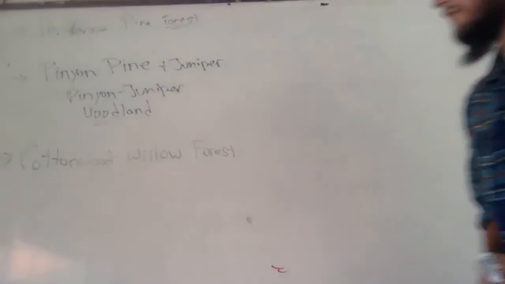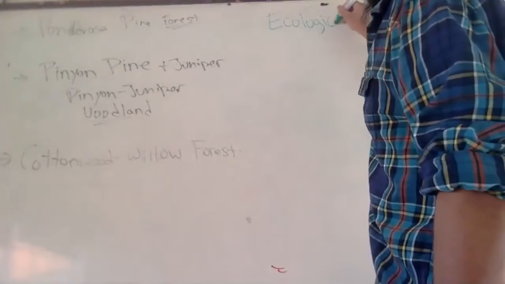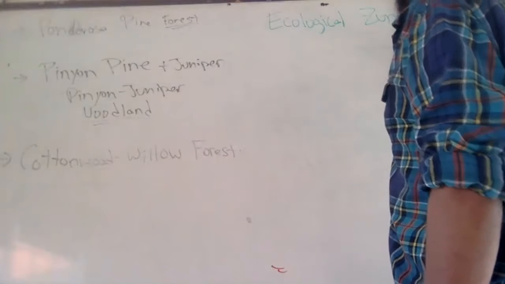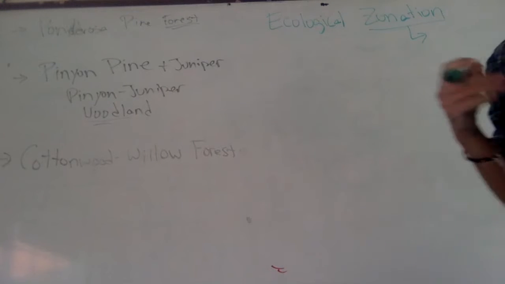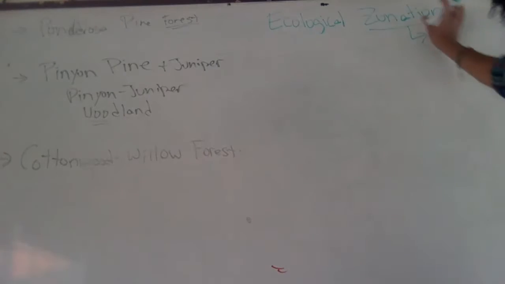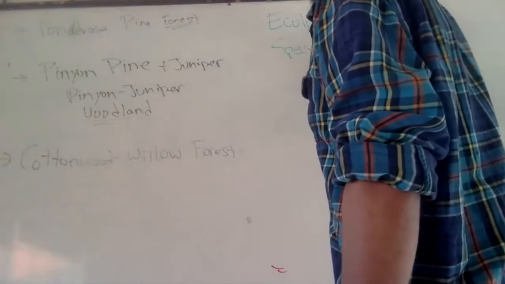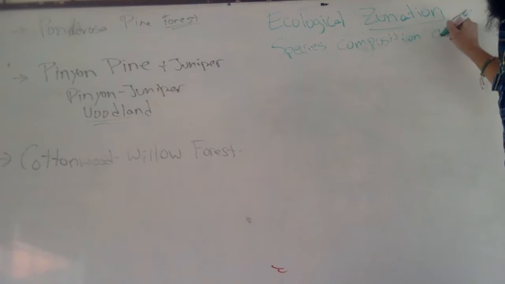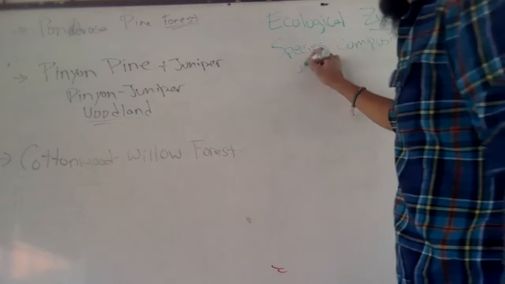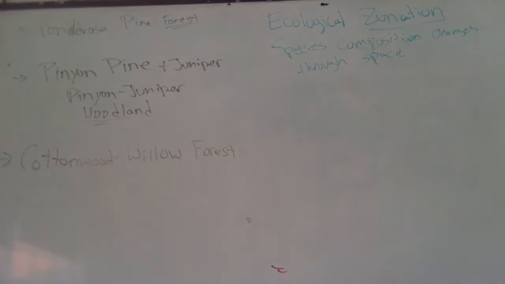Okay, so all of these limiting factors work together to create something called ecological zonation. This is sort of related to ecological succession, though where succession is how ecosystems change over time, ecological zonation is how species composition, the organisms that you find in an area, changes through space. So this is spatial versus temporal.